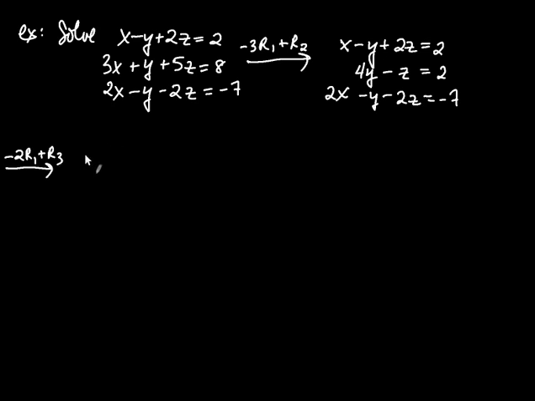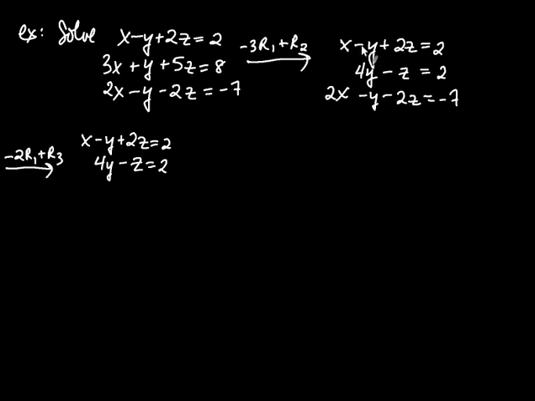Okay, and what's the result? Well, the top equation is at the end of the day going to remain the same, so let's write it as x minus y plus 2z is equal to 2. And the second equation right now is not doing anything, so that's going to be 4y minus z is equal to 2. And the bottom equation, when we do this, -2 times this added to that is 0. That was the point of doing it.